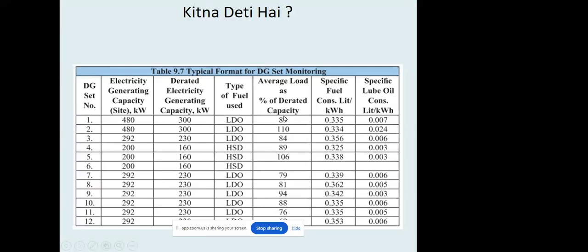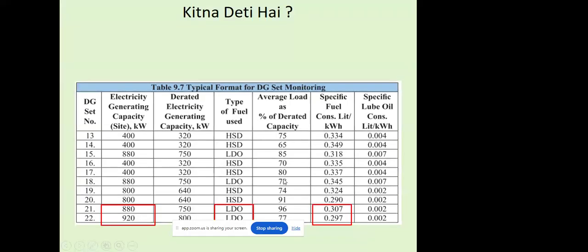It is just a typical format of DG set monitoring at average load, specific fuel consumption, specific oil consumption. A comparison is given for various load capacities, nothing else. Here you can see for LDO and for the higher capacities, the SFC is less. You can see in this chart. SFC is less for larger machines. As the engine capacity is reduced, the SFC is increased. But by and large, almost they are similar. For LDO, they are better.